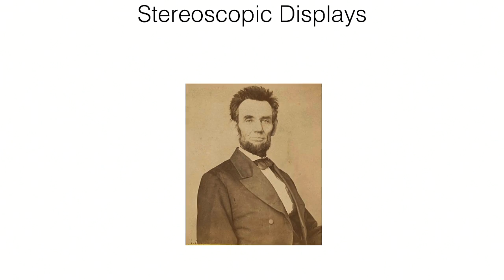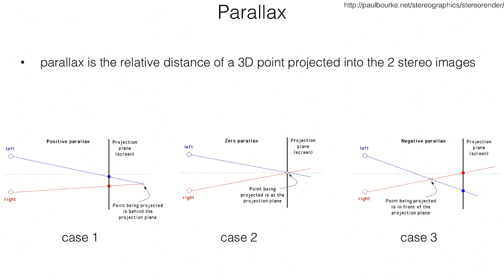So if we were to put on that old school Viewmaster essentially and look at this Abraham Lincoln, he'd have this kind of three-dimensional structure to him. We would think that he's kind of popping out of the screen. So we are able to generate these stereoscopic images, but before we can do that, we have to learn about parallax. And parallax is the relative distance of a 3D point projected onto two stereo images.